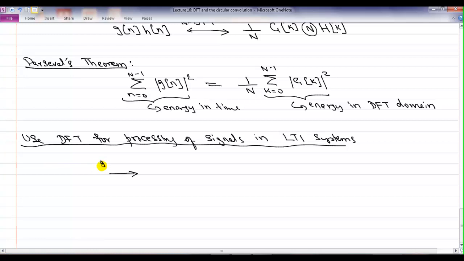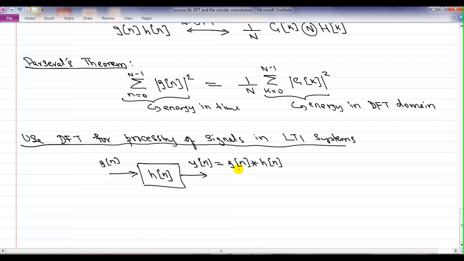So let's start with the problem we are interested in. We are given a sequence g[n] and it is to be processed by an LTI system with impulse response h[n]. The output y[n] is simply g[n] linearly convolved with h[n]. Now we are interested in actually solving this linear convolution using the discrete Fourier transform formula. And the reason we want to do that is because of computational reasons.